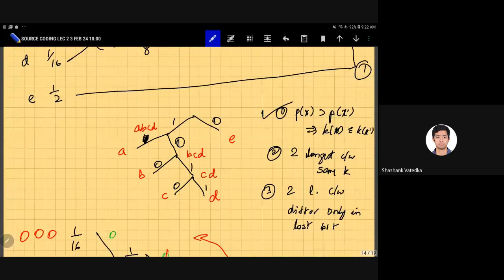What about property 2? Do the two longest code words have the same code word length?